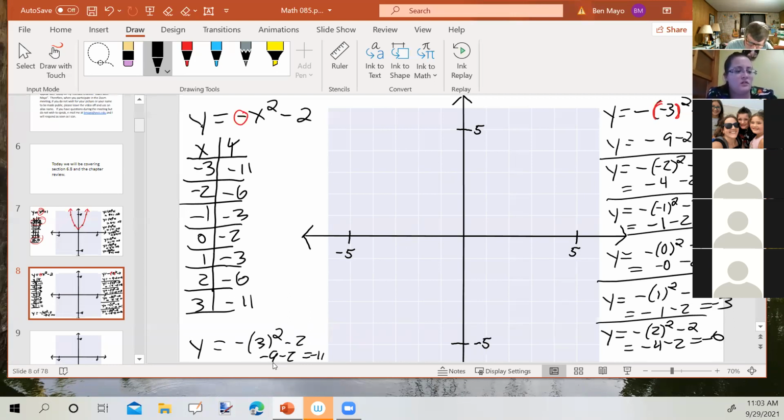All right. Once again, this is going to go outside the graph I have here. So I'll just graph the other points. -2, -6 would be right there. -1, -3. 0, -2. Let's see here. 1, -3, and 2, -6. Let's see here. Hang on. -2, -6, -1, -3.